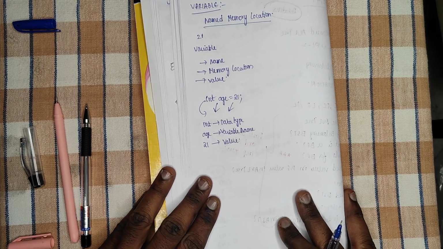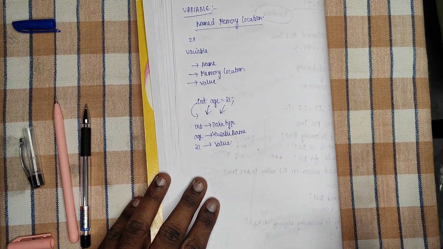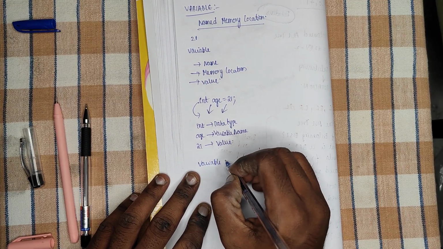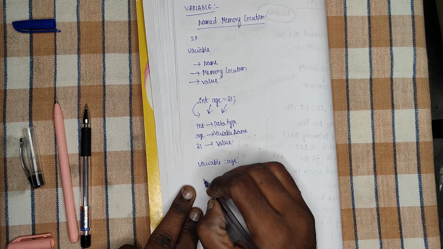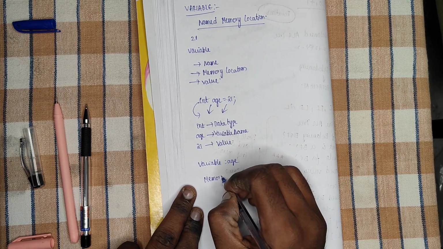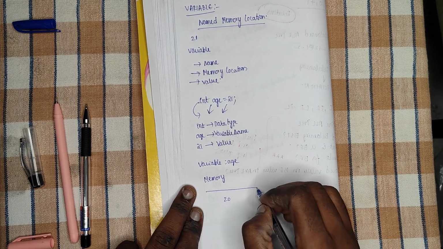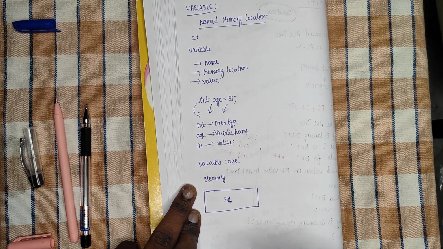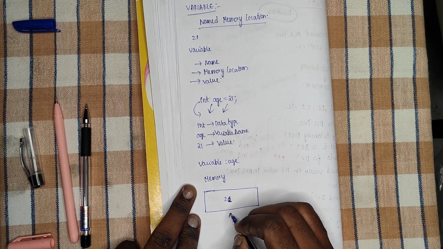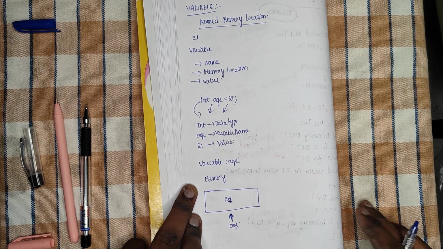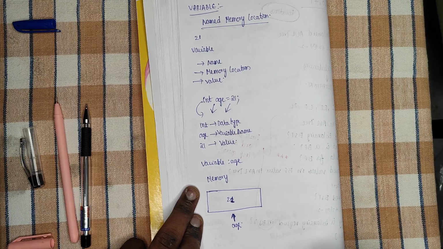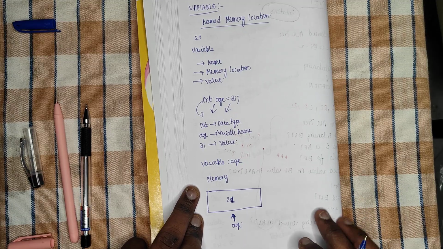For an illustrative understanding, the variable is age, and in memory the value 21 is stored. You can imagine that a variable named age is associated with the memory location where the value 21 is stored.